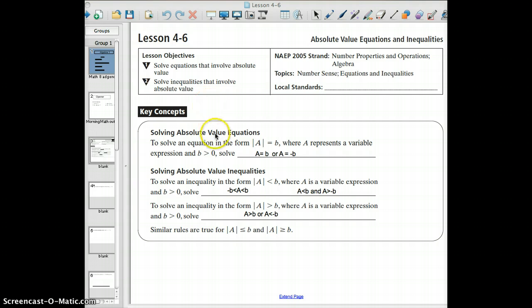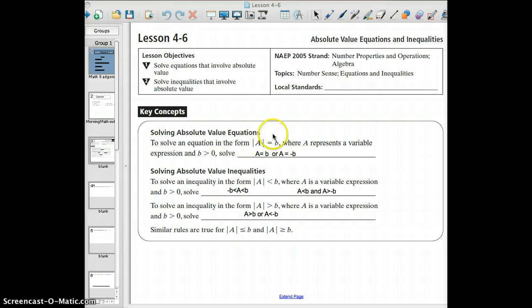So to solve an absolute value equation, that would look like the absolute value of A equals B, okay? Where A represents a variable expression. So A can be an expression inside the absolute value, that's fine. And where B has to be greater than 0. Why is that? Well, remember, absolute values are always positive numbers. They're always the distance from 0.